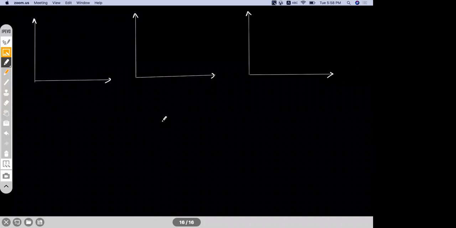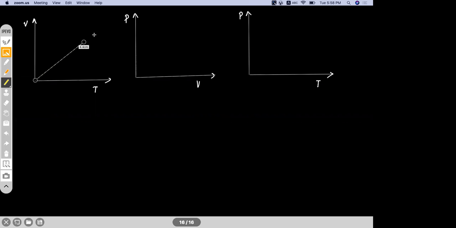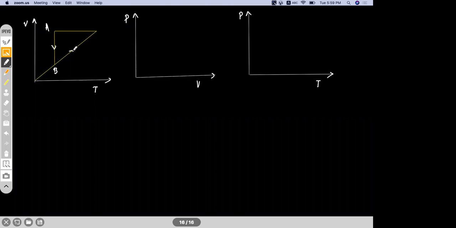Okay, the first graph is VT, and this VT graph you need to convert into PV and PT. The graph that is given is this. This is the graph we have. A point is this. We have A to B, B to C, and then C to A. Try this one.